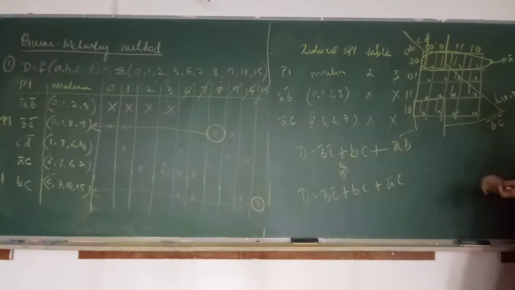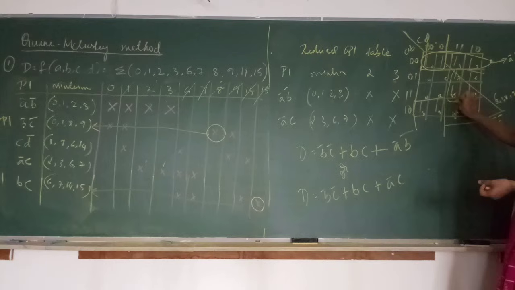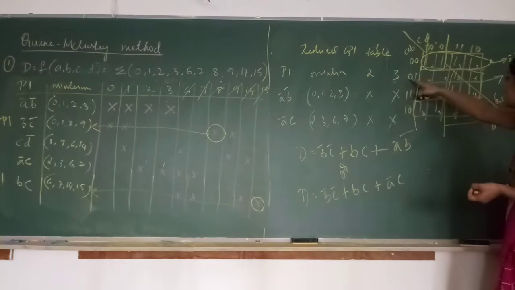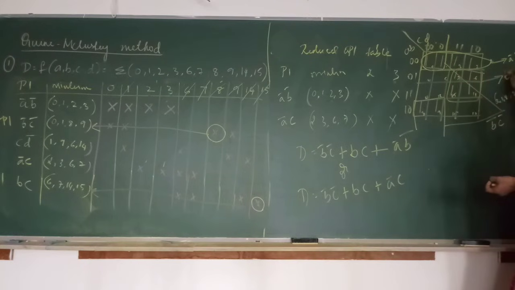Now how do you cover 6, 7, 15, 14? 6, 7, 15, 14 is another group. So if you group this, what is the equation you get? I get B, C.